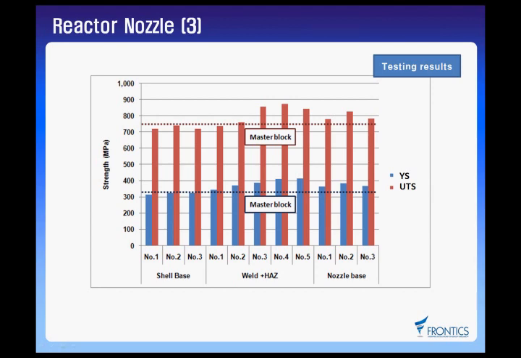The master block was installed inside after welding under the same conditions, so the nozzle, which is exposed to heat, may be vulnerable to strain. Though there's a difference with the design property, it requires constant monitoring.